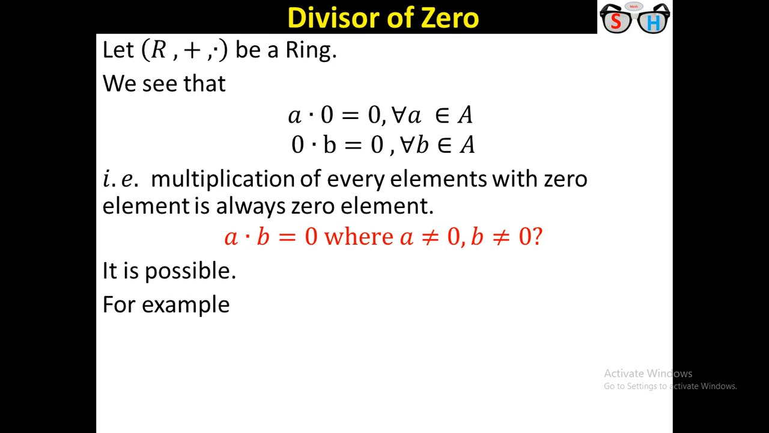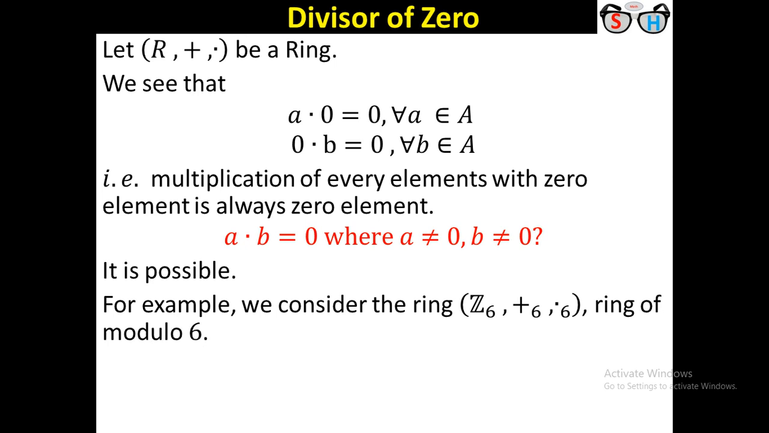For example, let us consider the ring Z6, plus, dot, that is the ring of modulo 6. You know about it. Actually Z6 contains equivalence classes, that is 0 bar, 1 bar, 2 bar, 3 bar, 4 bar and 5 bar. And here we define addition in such a way that 3 bar plus 4 bar means 7 bar. Again 7 bar means you have to divide 7 by 6 and consider the remainder. If you divide 7 by 6, the remainder is 1. Therefore 3 bar plus 4 bar equals 7 bar, which means 1 bar.